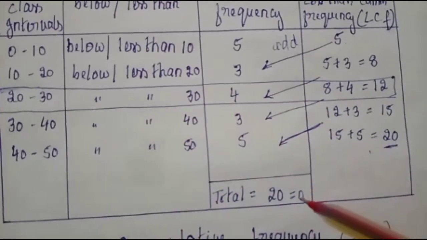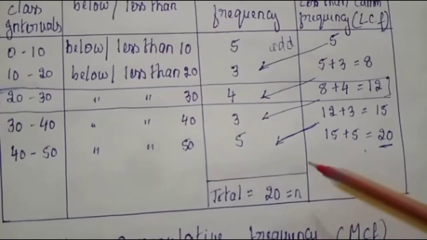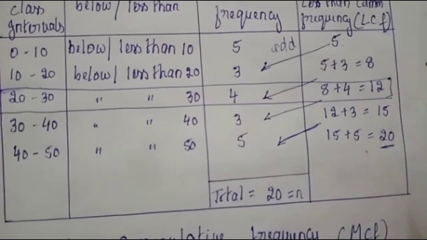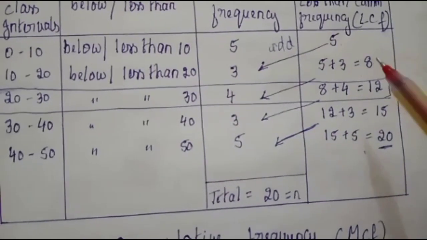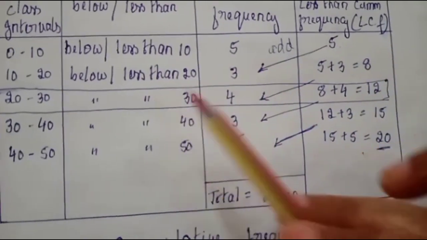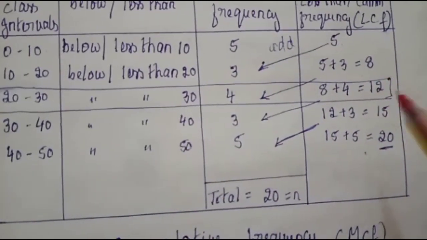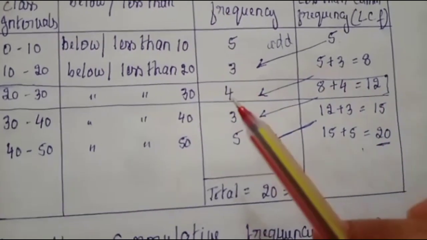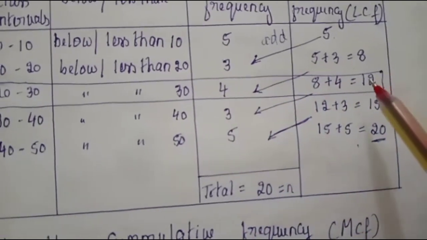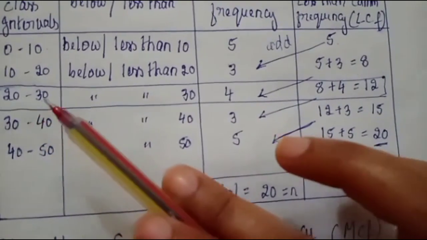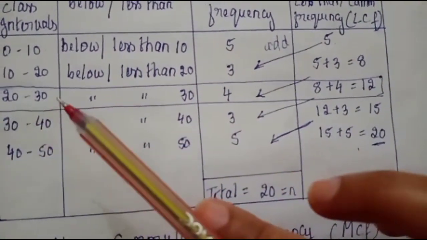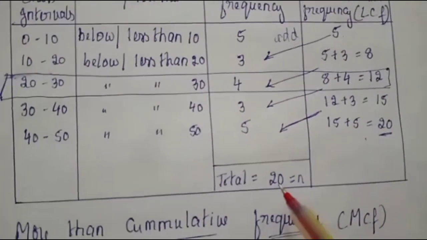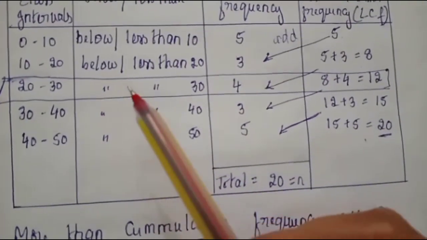So what is our n by 2 here? n by 2 is 10. When you observe clearly, up to 5 is in the first class interval, the 6th, 7th, 8th students will be in the second, and the 9th, 10th, 11th and 12th will be in the third class interval. So 10 will fall in 20 to 30. So the frequency 10 will fall in 20 to 30.